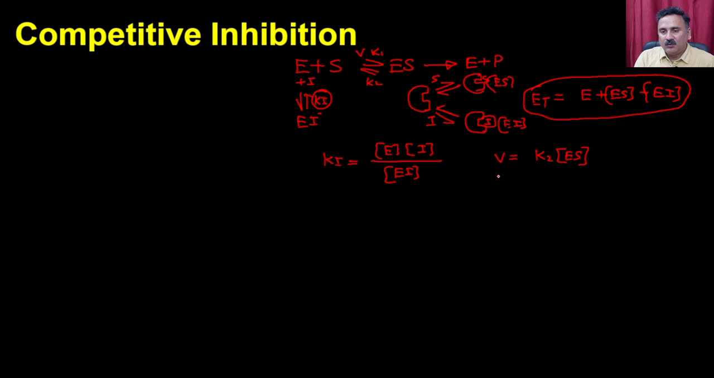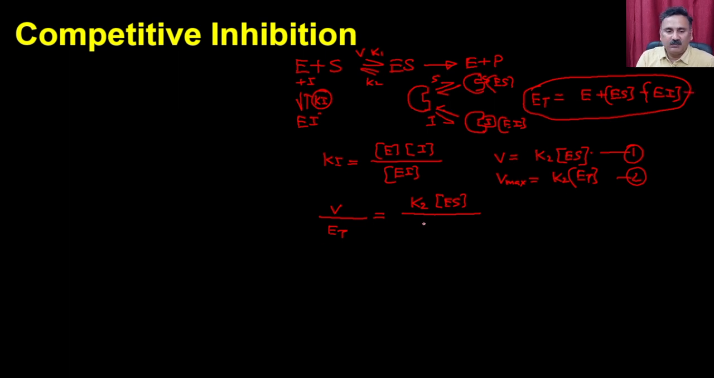And you have the maximum velocity when all the enzyme is present as the enzyme substrate complex. This means Vmax is K2 multiplied by ET, right? This is the maximum that is possible. This means if I divide V by the total enzyme, it is going to give me K2 times ES, right? This is equation number one, this is equation number two, and from equation number one you can take this, and the ET, remember this, right? This is the equation, right?